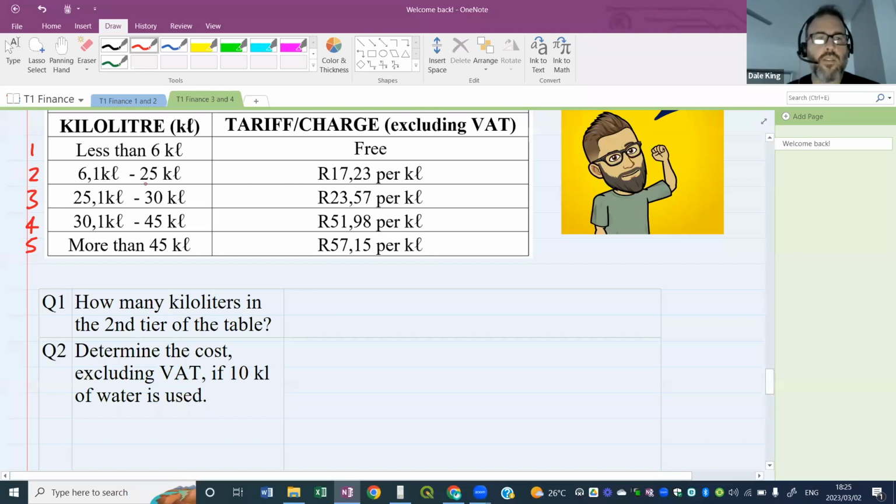Okay, let me help you guys out. We've got from 6 to 25. To work out how many kiloliters in that bracket, I can say 25 minus 6. Now, I know what you're thinking. Dale, what about the 0.1? Don't worry about the 0.1. The 0.1 is just telling you you must be over 6. That's all that the 0.1 is saying.